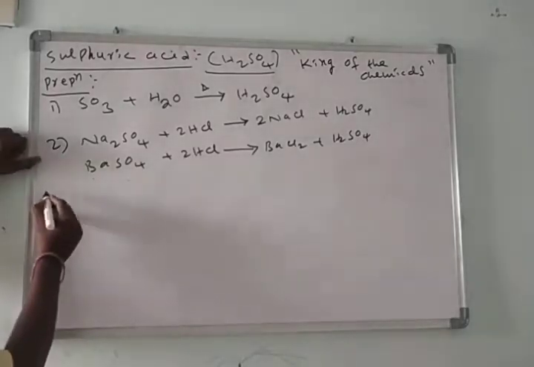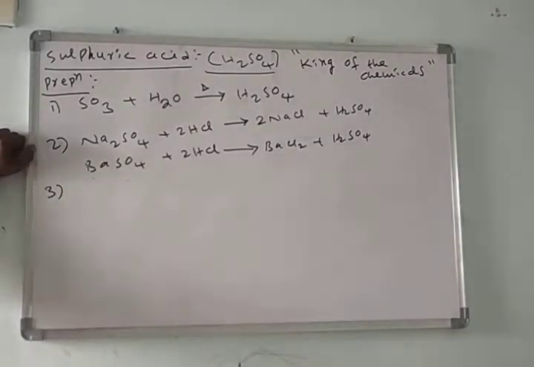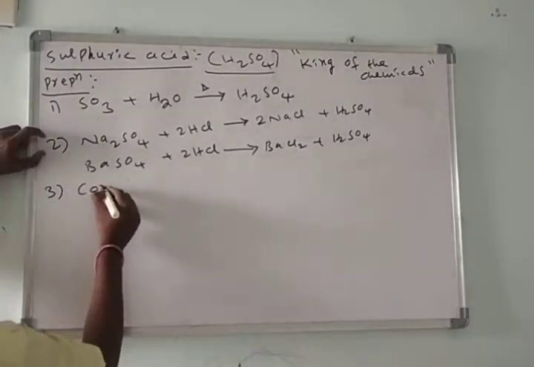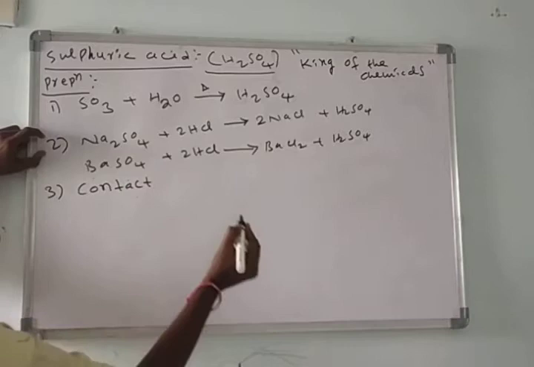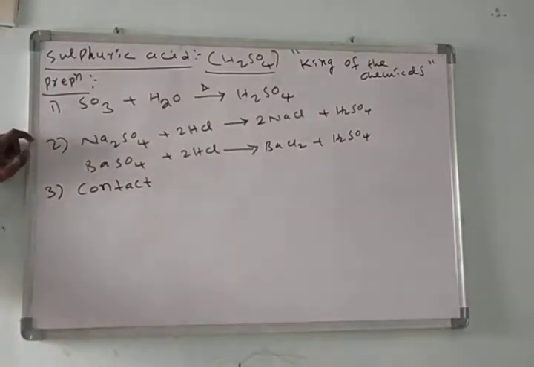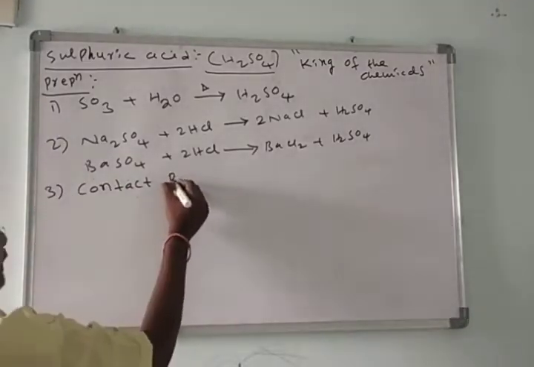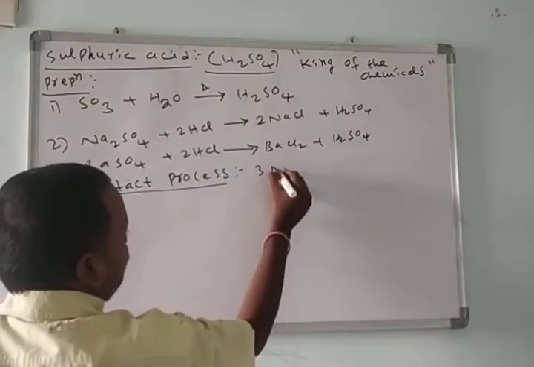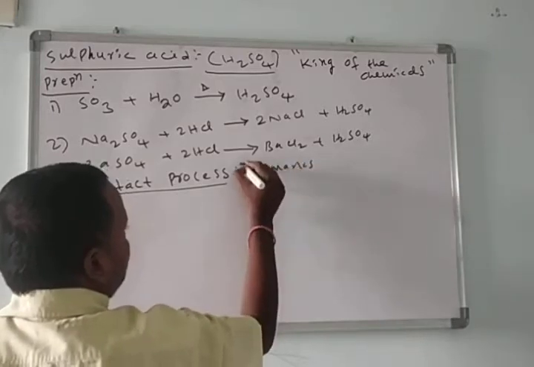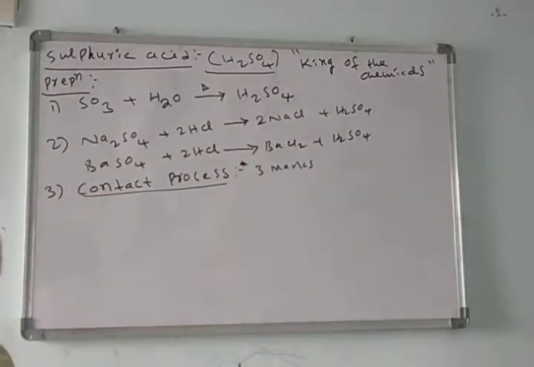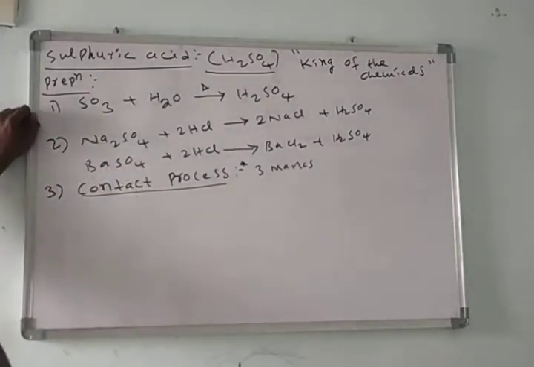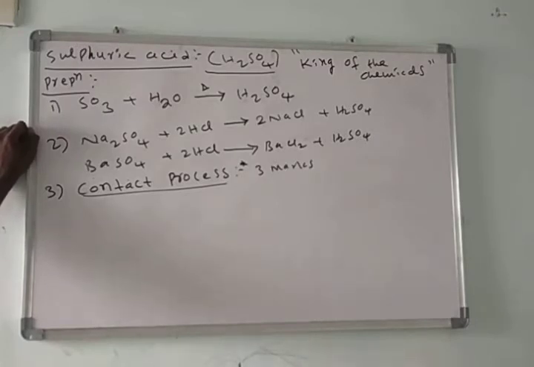And the industrial preparation of sulfuric acid is the contact process. Sulfuric acid is prepared industrially by using this contact process. This is an important process, and this is a 3 marks question. Here we have 3 or 4 steps, and it's important for 3 marks. How will you prepare sulfuric acid? By using the contact process.